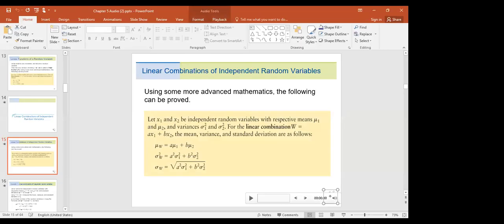I'm having trouble here erasing. I'm just trying to see if I can fix that.